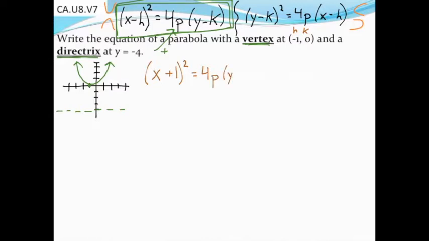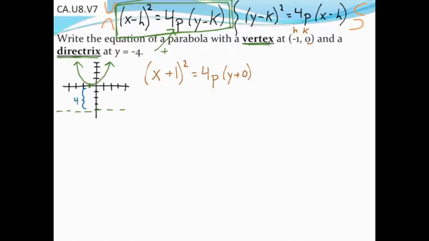And then y, since the k value is 0, it doesn't really matter if I put +0 or -0, it's the same thing. I think for my final version I'll just leave off the 0 completely. Then the last thing I need to find is the p-value, which is the distance from the vertex to the focus. Well, I don't know where the focus is this time, but I do know this distance down here. The distance between the vertex and the directrix is a distance of 4 spaces.